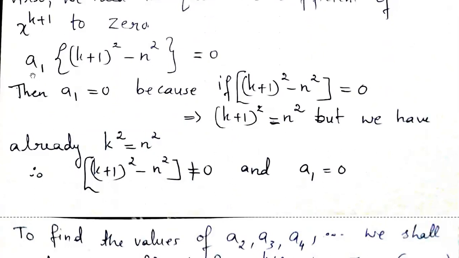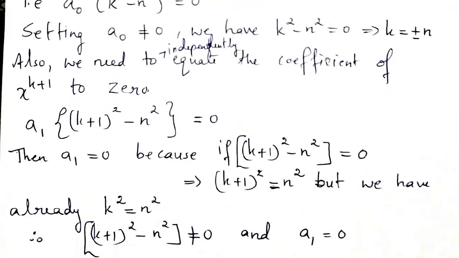So please note this step. Here the value of a1 should be equal to 0, because this particular term cannot be equal to 0; if you take that this particular term is equal to 0, it will contradict our previous assumption here.